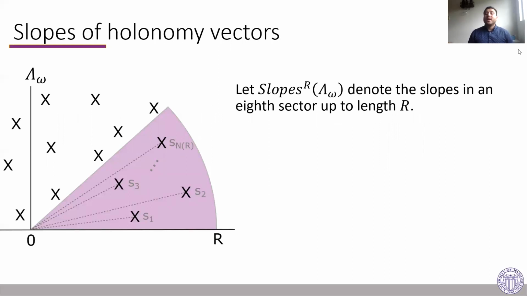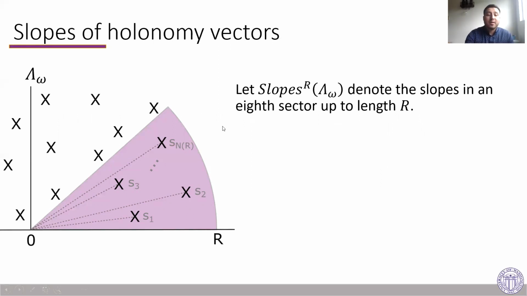So let slopes of R of holonomy vectors denote the set of slopes inside of this little eighth sector here. The holonomy vectors are a discrete subset of R², and this little eighth sector is a nice compact subset. And so there are going to be finitely many holonomy vectors that show up. So now that there are finitely many of them, let's go ahead and order them according to their slopes.